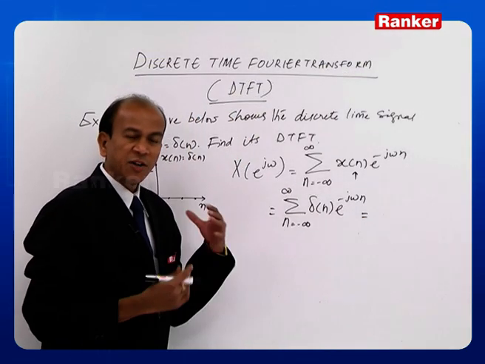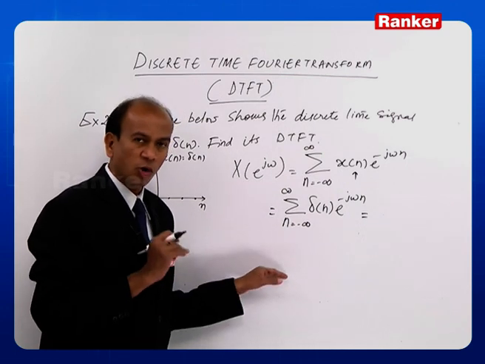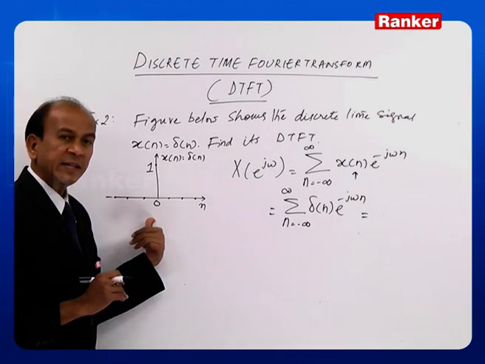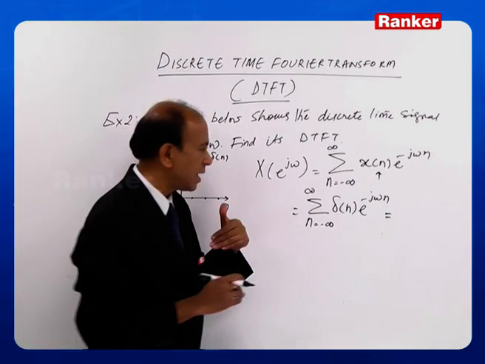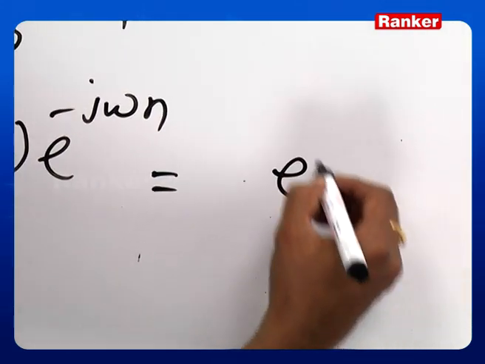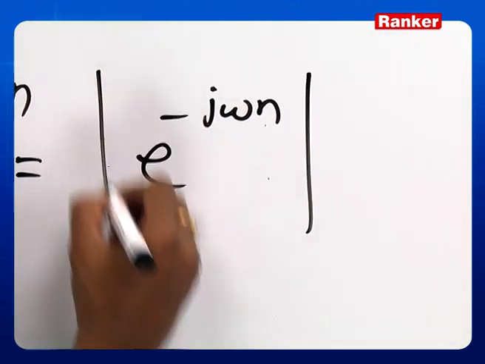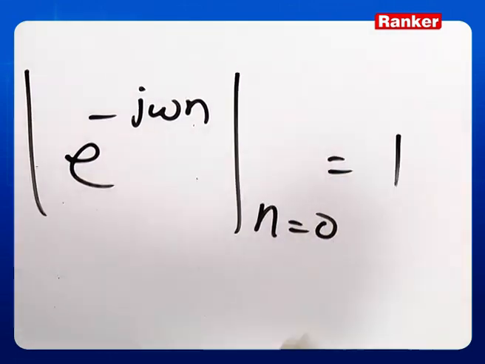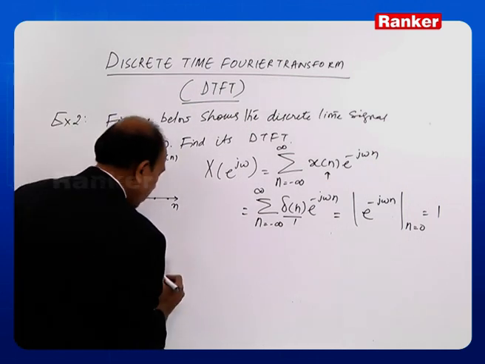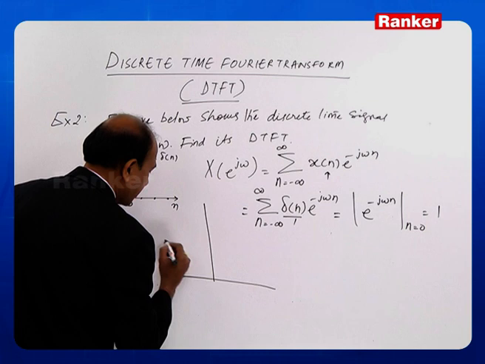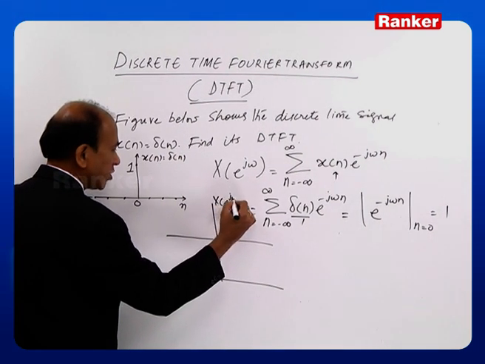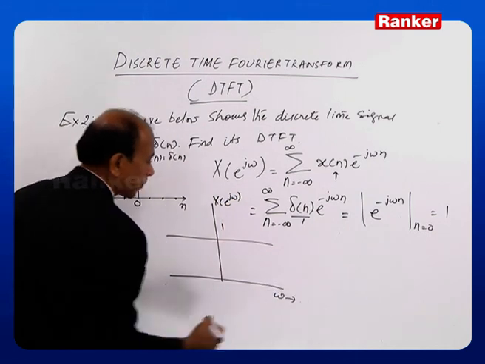Now, understand the shifting property of the delta function and also the fact that this whole summation exists only at one point, that is n equal to 0. I can write this like this. So, this will become 1, and e to the power of minus j omega n at n equal to 0 is equal to 1. So, how does the discrete time Fourier transform look? This is my frequency spectrum, this is the value. This is X of e to the power of j omega and this is my omega.